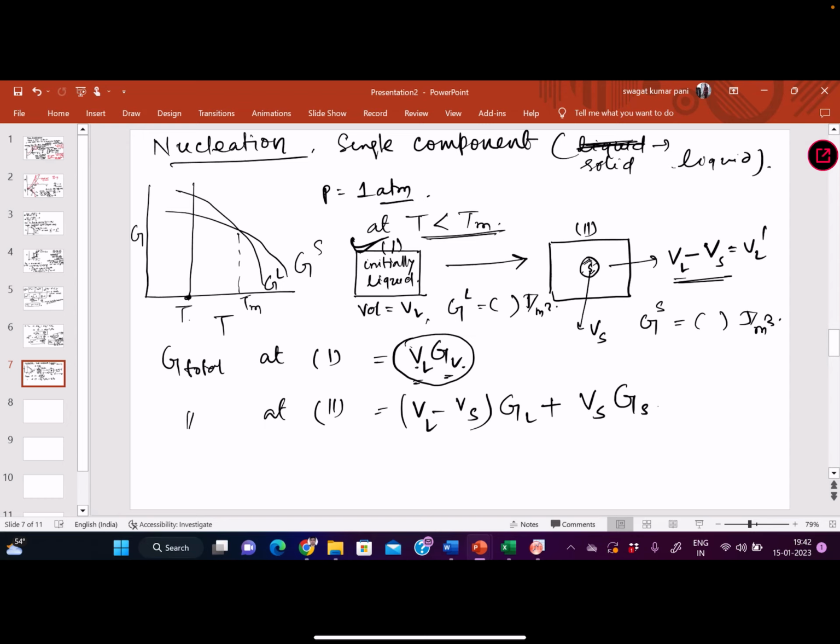Okay, so these are volume free energy, this and this. Another energy will be there, that is the surface energy, because due to the formation of this solid inside liquid, there will be interfacial energy. That means we have to apply some energy to create this solid-liquid interface. So that will come in the second part. That is the surface area of the solid into gamma SL, the solid-liquid interfacial energy.